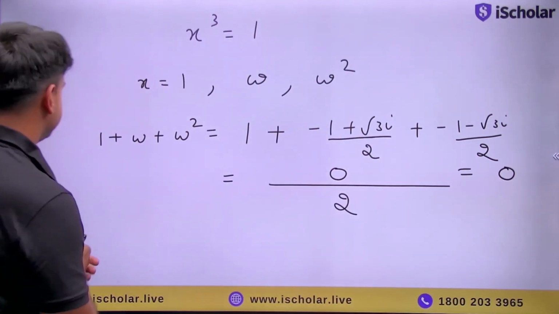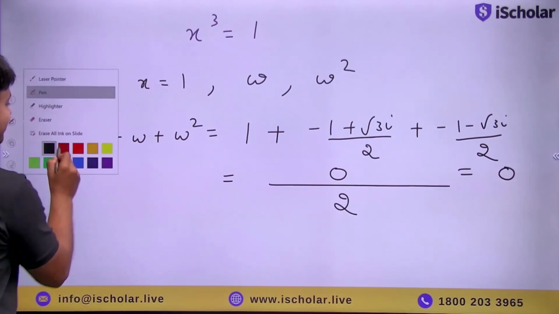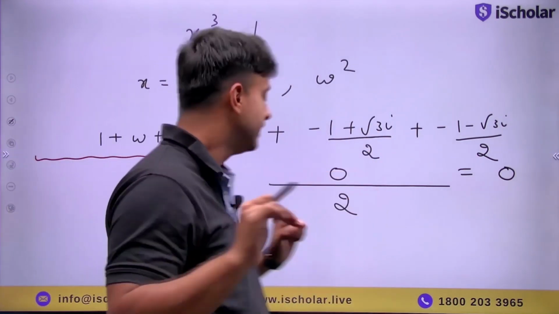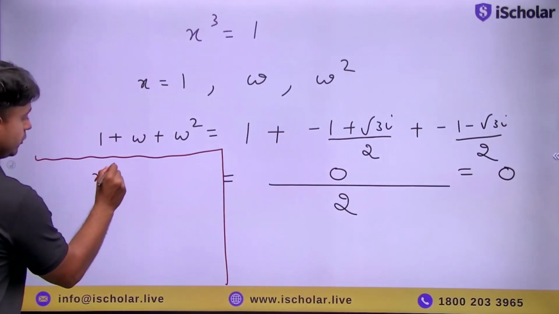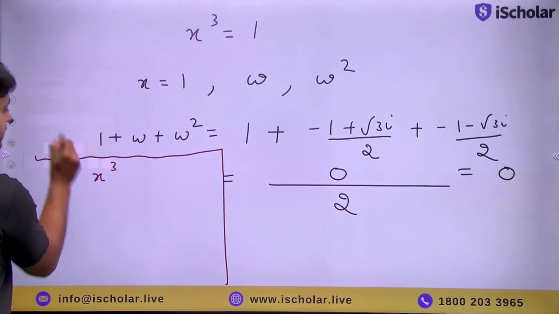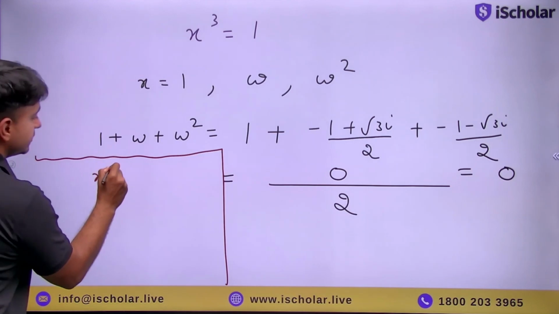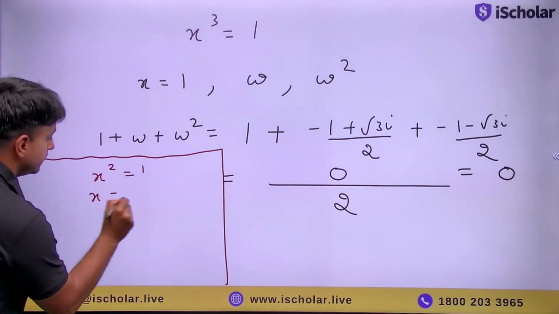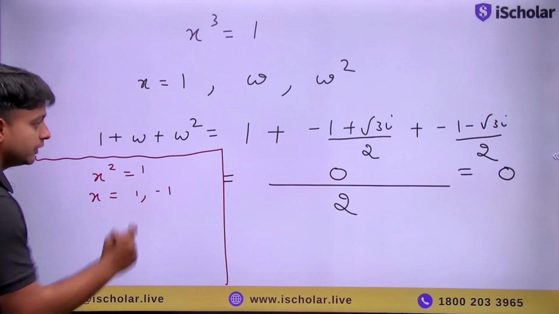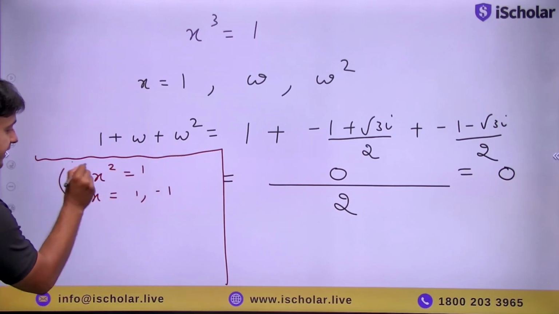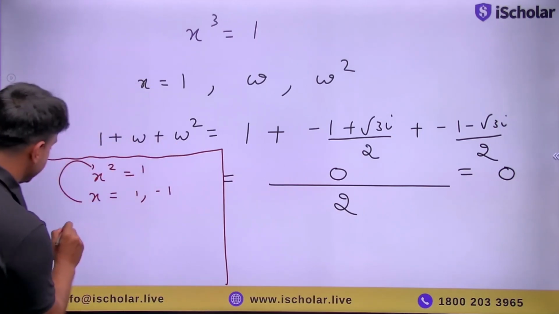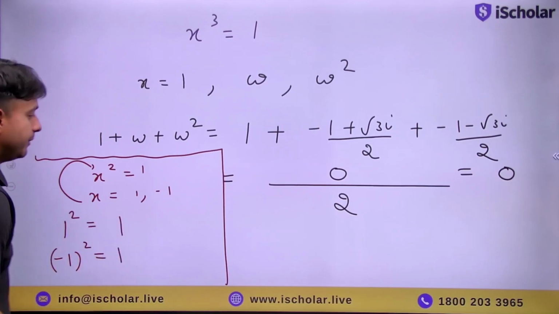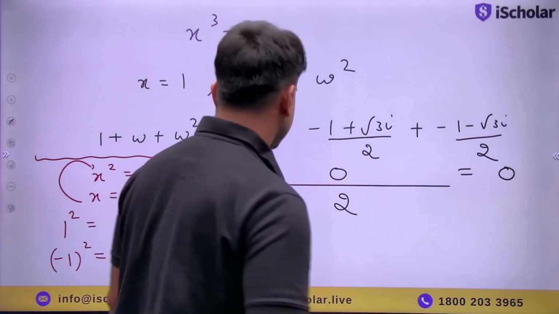The next one is slightly confusing to a few students, but I'll explain it very easily. Let's suppose I say x square is 1. So what is the value of x? x is 1 or minus 1. If these are its roots, they must satisfy the equation, correct? So we can say 1 square should be 1 and minus 1 square should also be 1, because they are the roots of this equation.